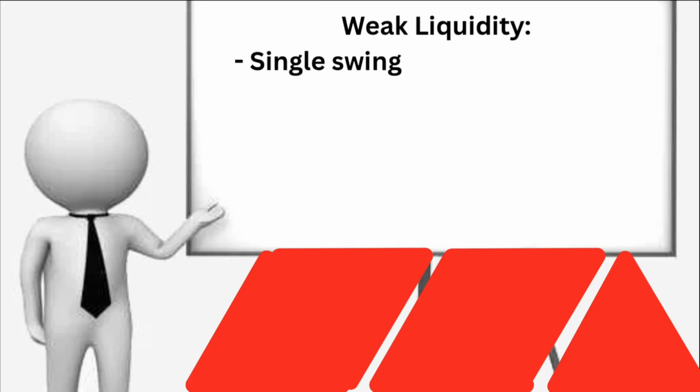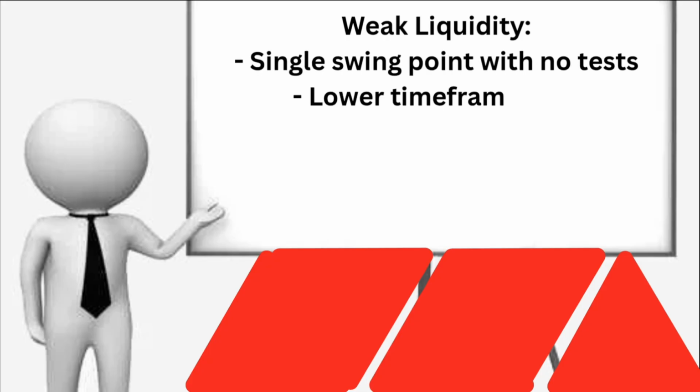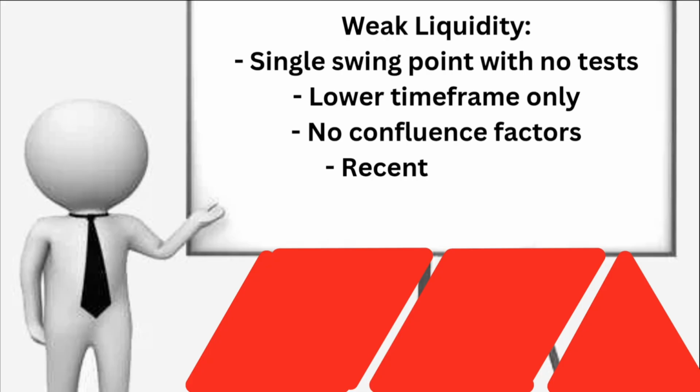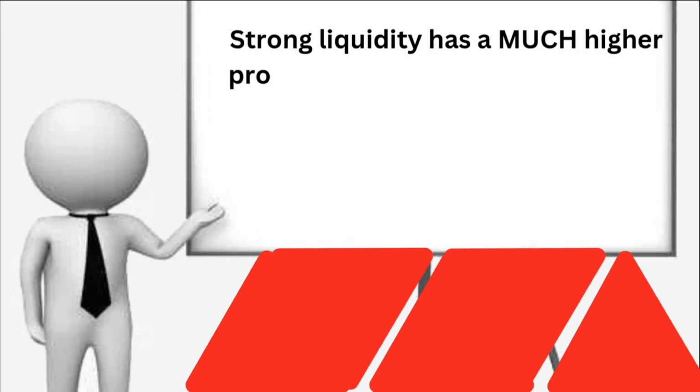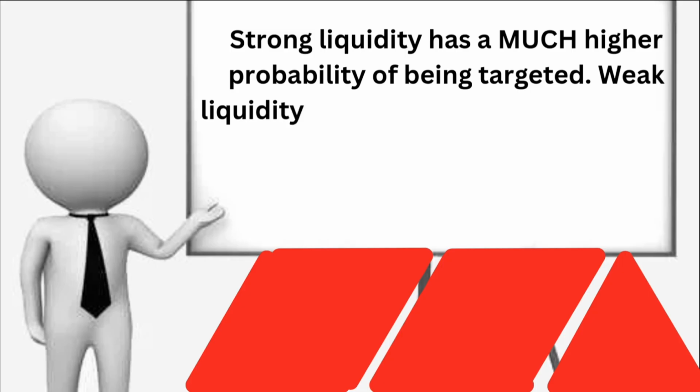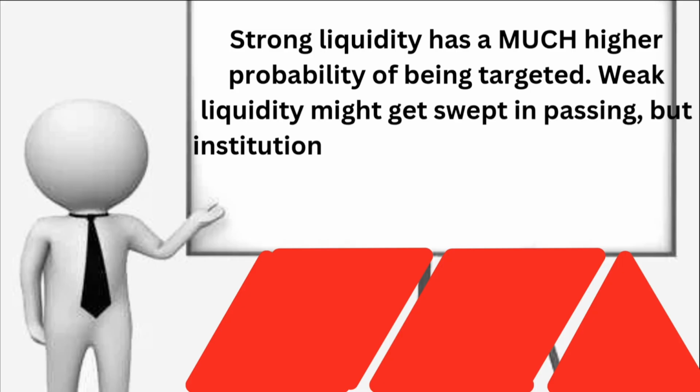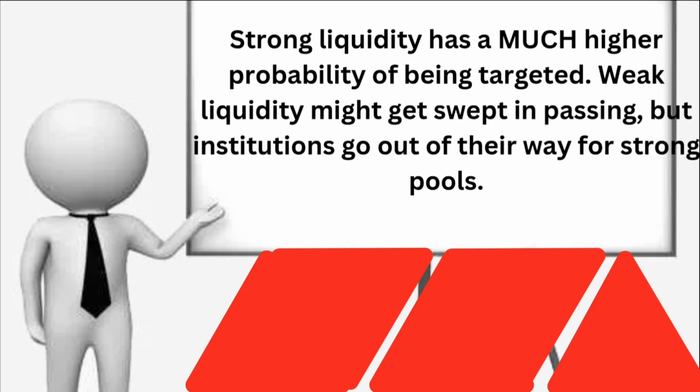Weak liquidity: single swing point with no tests. Lower time frame only. No confluence factors. Recently formed. Strong liquidity has a much higher probability of being targeted. Weak liquidity might get swept in passing, but institutions go out of their way for strong pools.